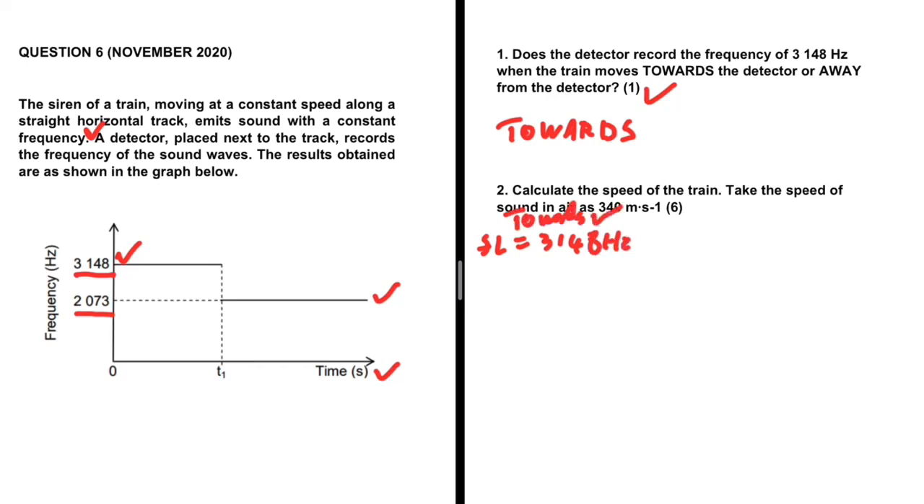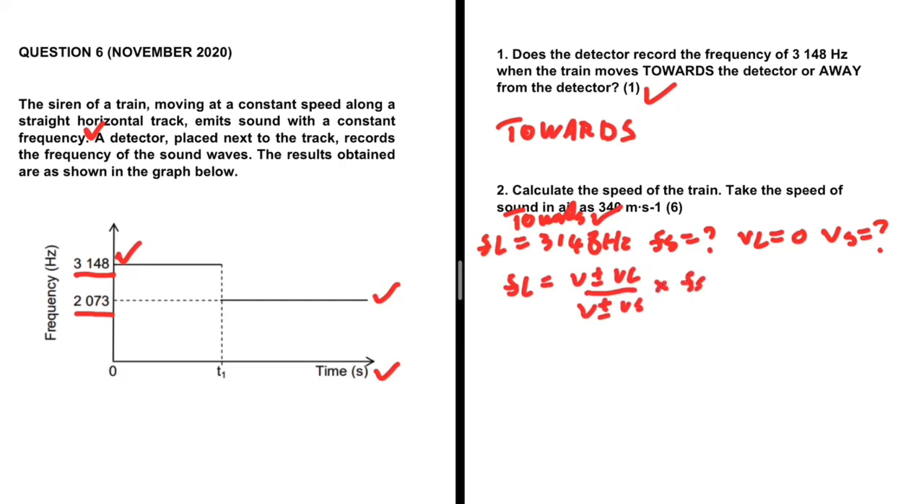Right. And then the frequency which is emitted, FS, is not given to us, so we don't have that. And then our observer, the detector, is stationary. So we have VL being equal to 0. We're interested in VS, the speed of the sound source, the speed of the train. And then the speed of sound in air is given to us as 340 meters per second. So we know fully well that FL is equal to (V plus or minus VL) divided by (V plus or minus VS), multiplied by FS.